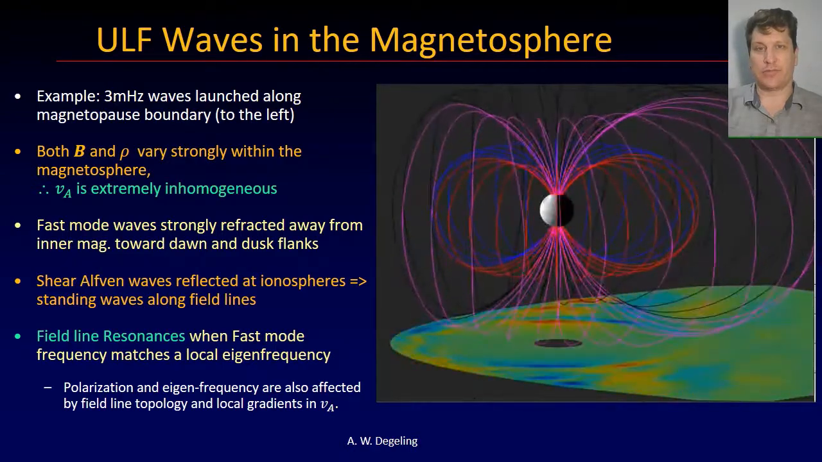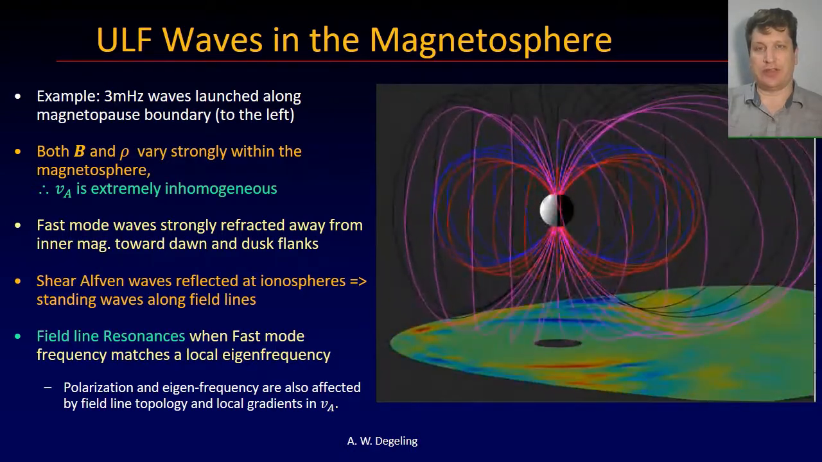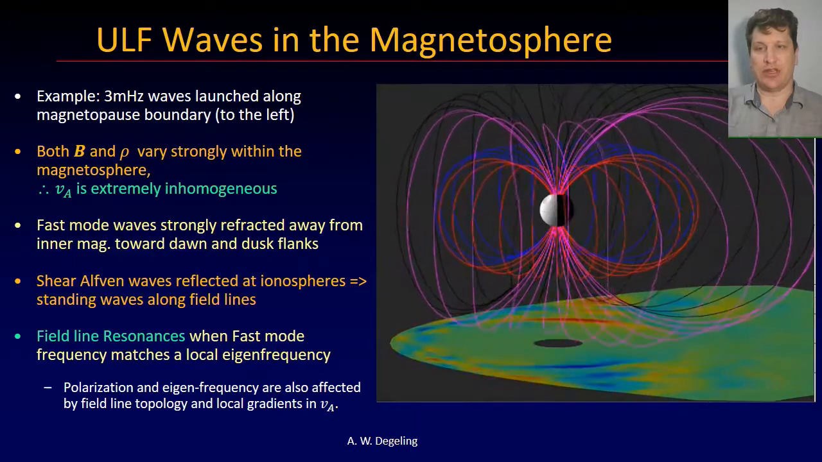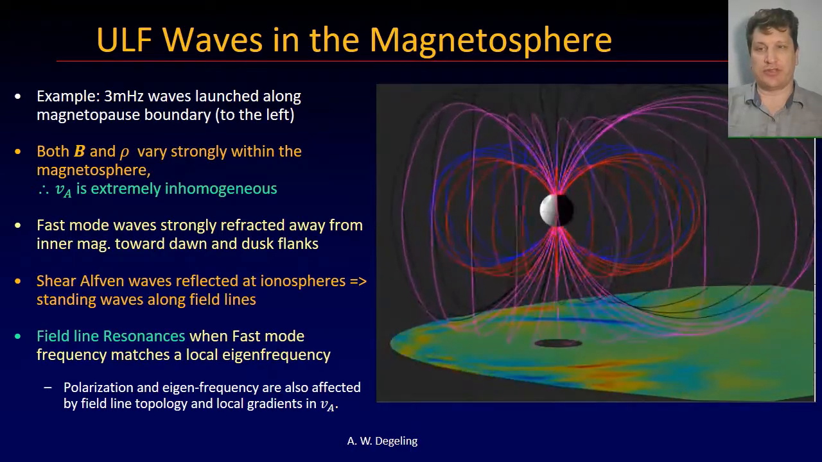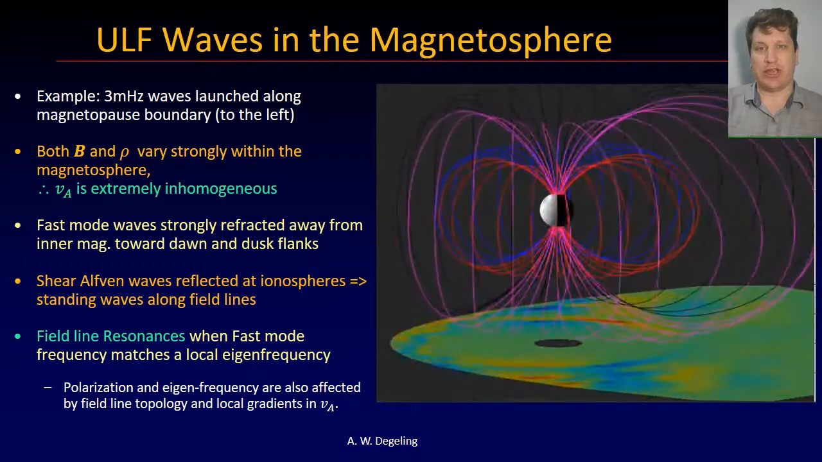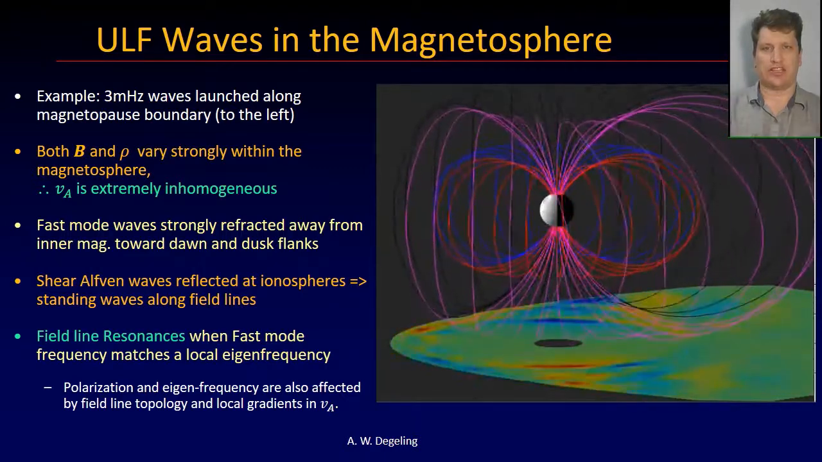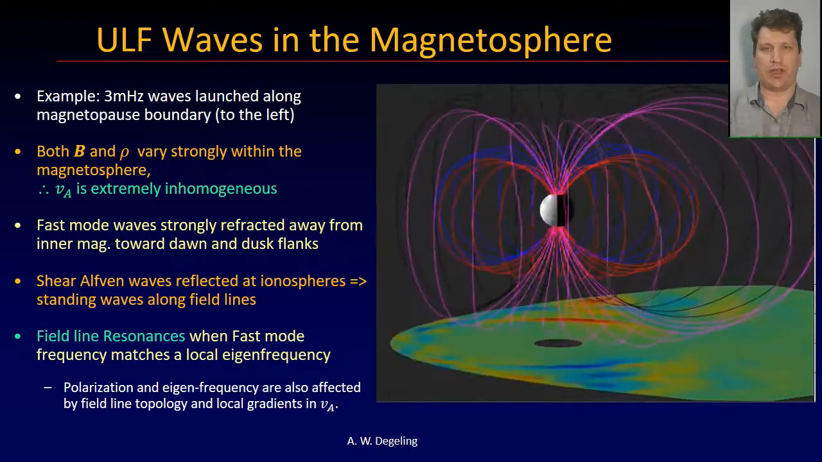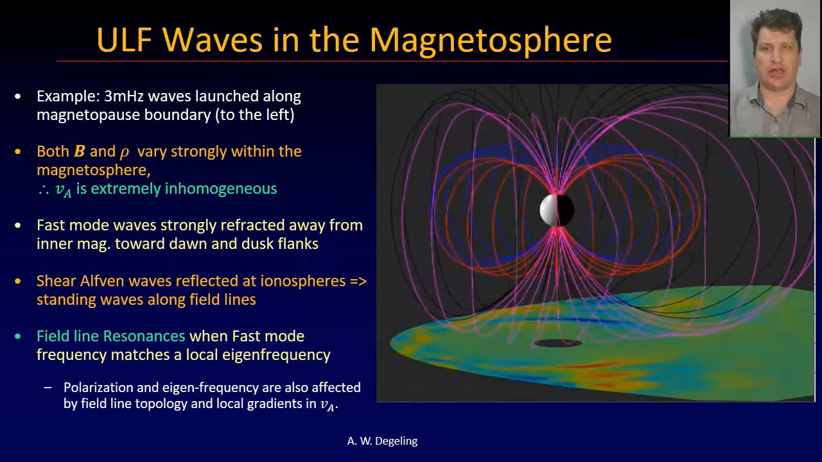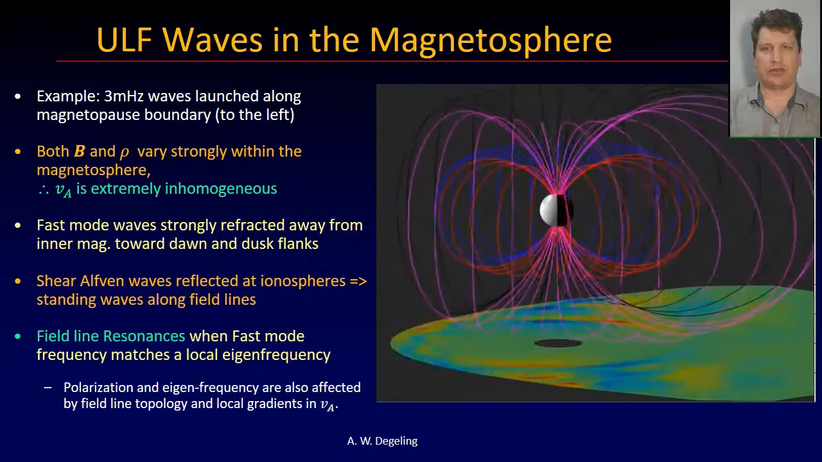Now, both the magnetic field and the plasma density in the magnetosphere vary strongly with position, so this makes the Alfvén speed extremely inhomogeneous. This causes the fast mode wave to refract away from the inner magnetosphere and propagate along the dawn and dusk flanks.